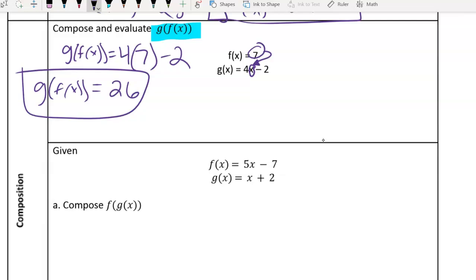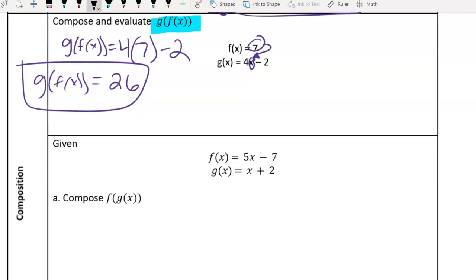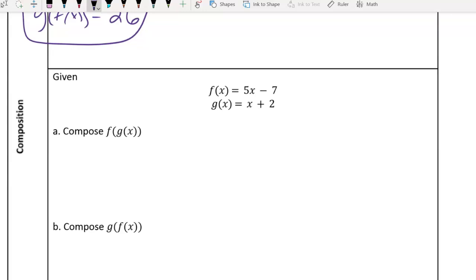So that one wasn't so bad because f of x was just one single number. Sometimes the one you're putting inside of the other one includes variables. And so you won't actually solve for a whole number, you'll just be simplifying the expression pretty much. So let's look at the second one, part A.